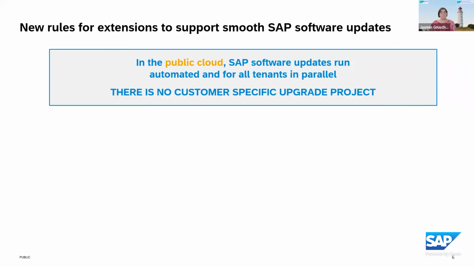In the cloud, there is no such thing as a customer-specific upgrade project. All customer systems are upgraded simultaneously, meaning that we are dependent on a clear separation, a clear interface, between SAP code and custom code. This is one of the basic principles of ABAP Cloud, which helps you in all SAP products that offer ABAP Cloud.